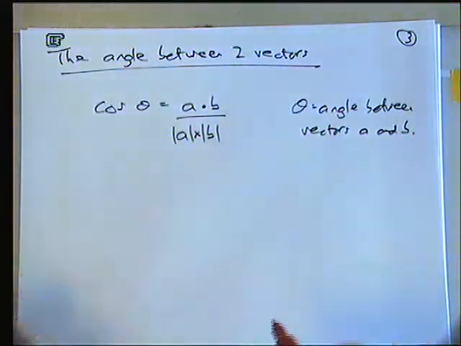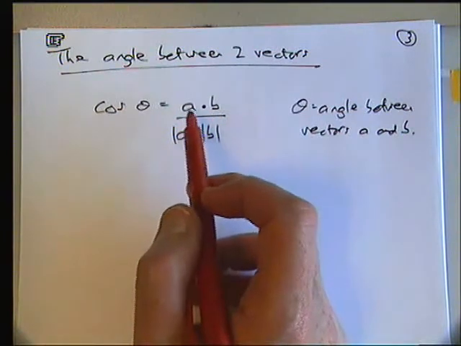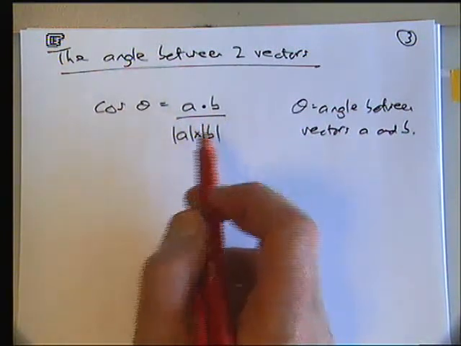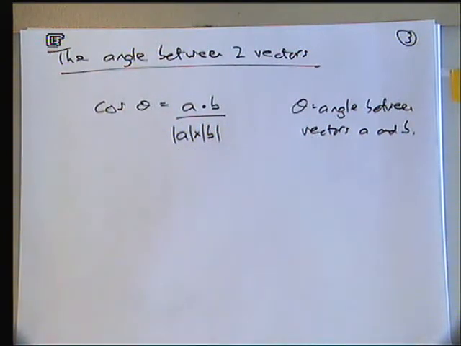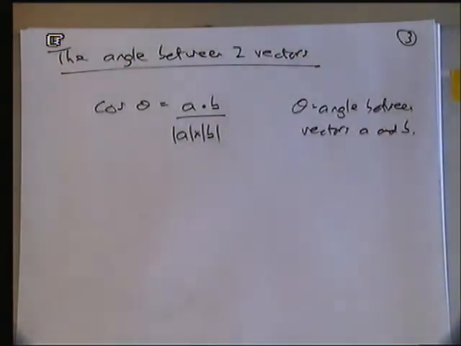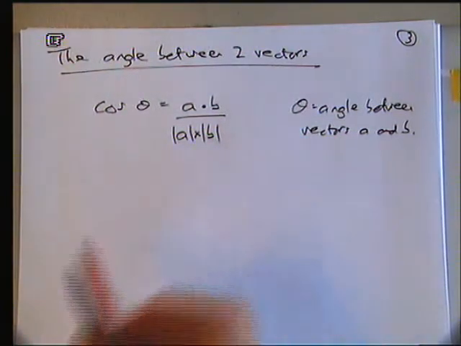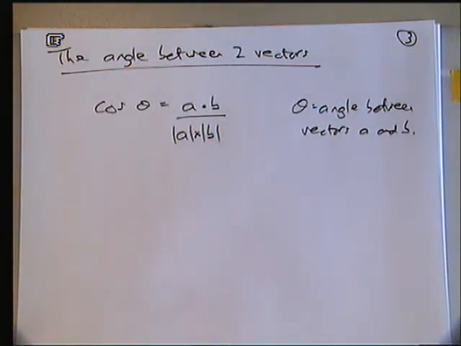Cos of theta is A dot B, that's the scalar product of A and B, divided by the modulus of A times the modulus of B. That is the absolute key thing you need to remember from this chapter, and what the A dot B is and what the modulus thing is.